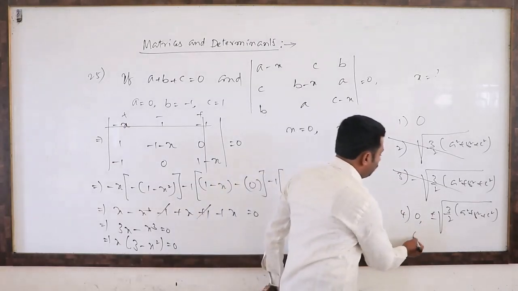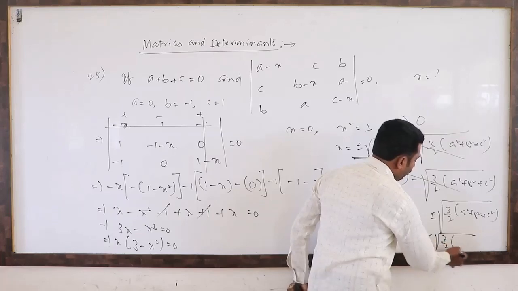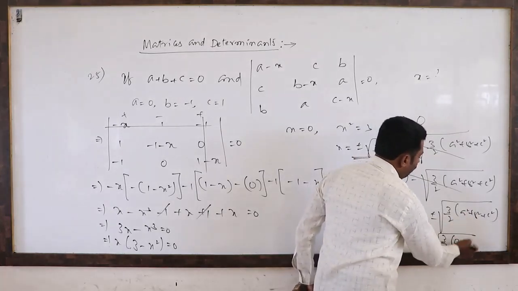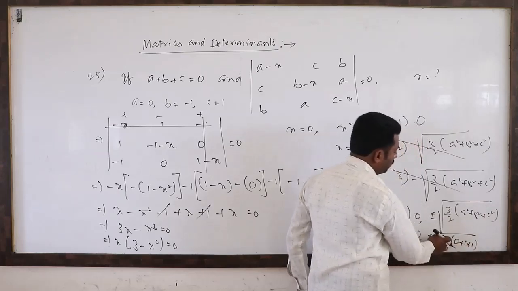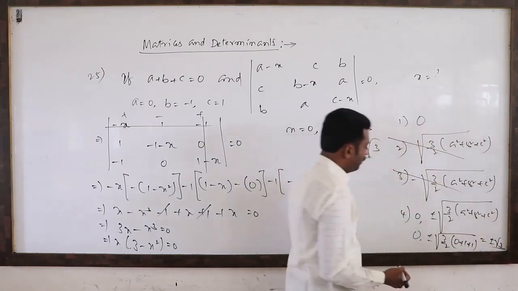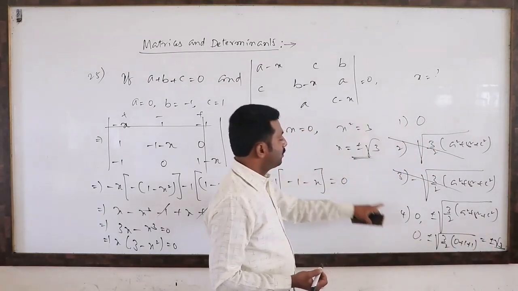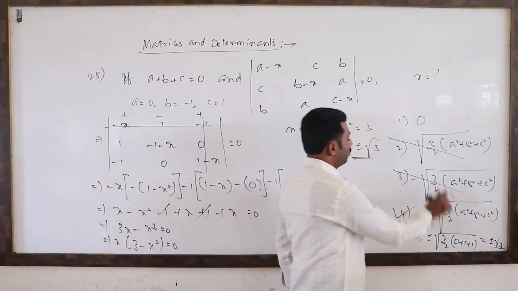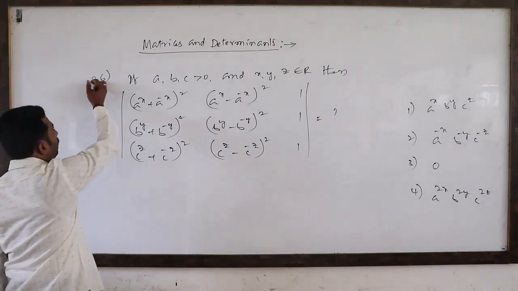See, x value 0, plus or minus root of 3 by 2 into a value 0, b value minus 1 whole square, 1 plus 1, so 2 cancel. So how much it is? Plus or minus root 3. See, 0 comma plus or minus root 3, where we got means fourth option. So this is the correct option. Next question, 26.